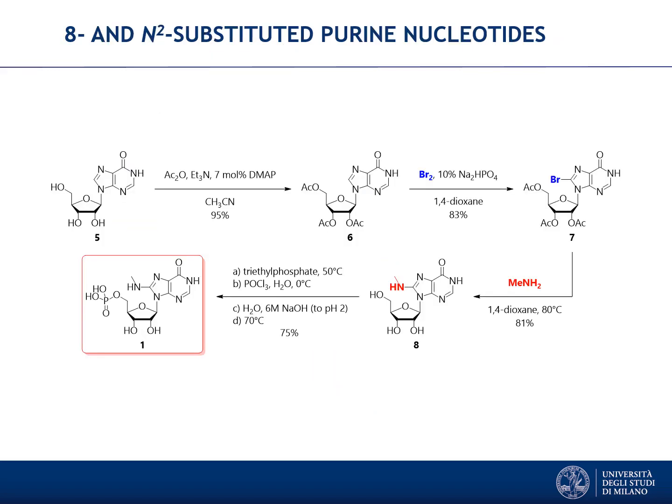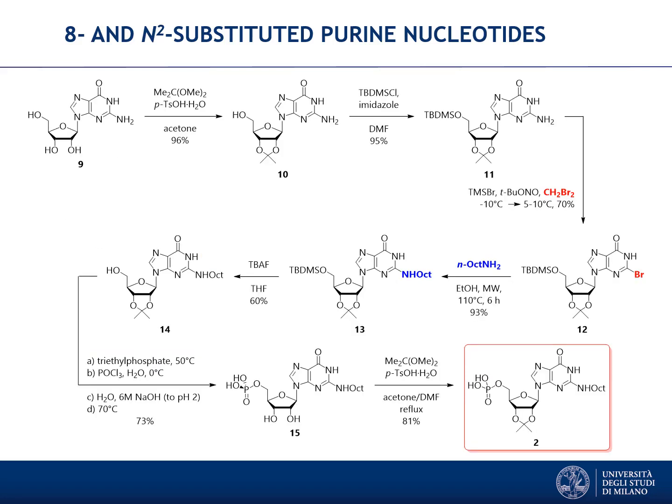Then we proceeded to synthesize these 4 compounds. Specifically, the first product, 8-methylaminoinosinic acid, was obtained by bromination in position 8 of inosine, followed by halogen substitution with methylamine. Concerning compound 2, the strategy we followed was to activate the exocyclic amine in position 2 of the purine ring to form a bromoderivative and displace it with N-octylamine.